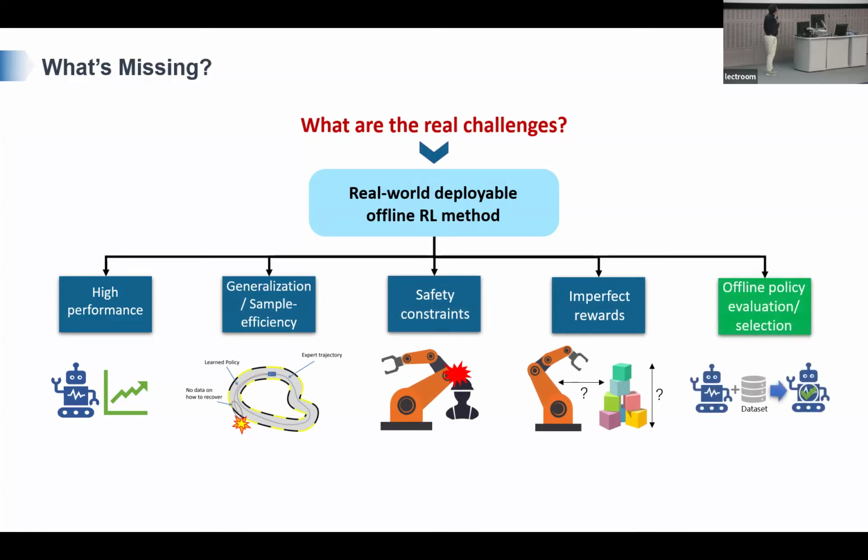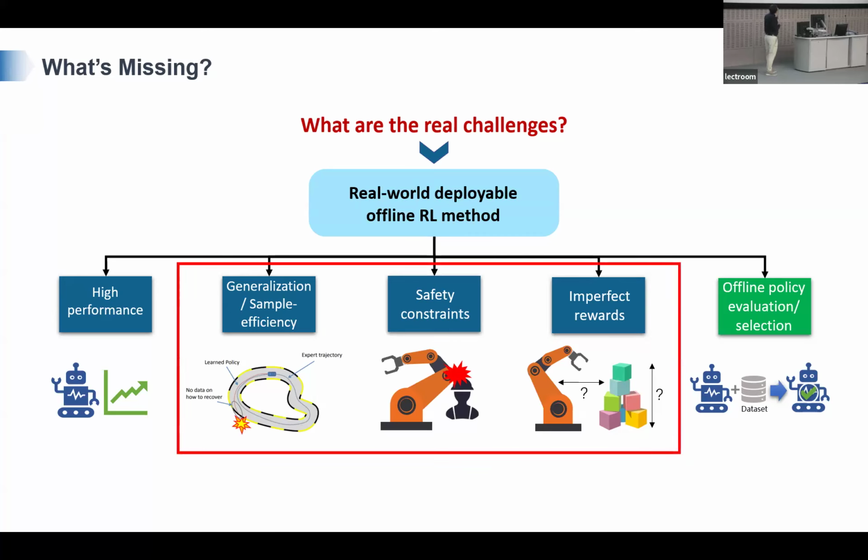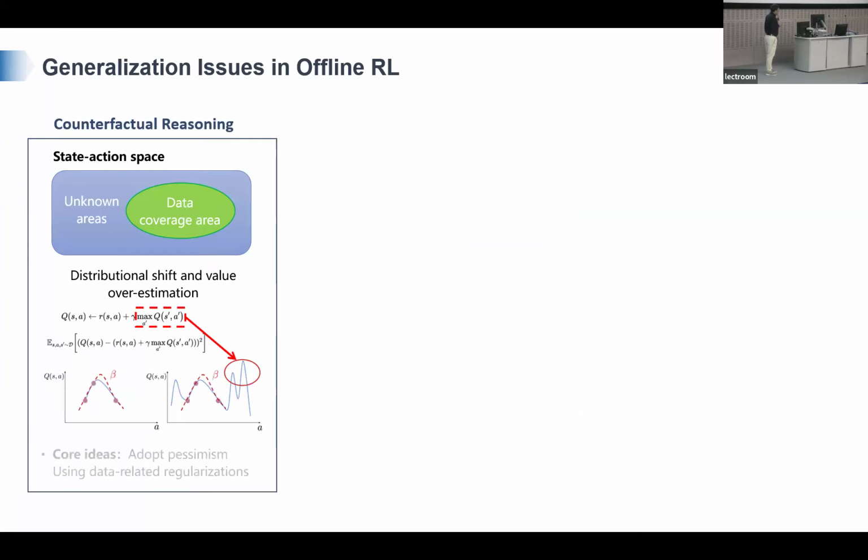Due to the time limit, I will not cover this part. I think it is actually equally as hard as developing offline RL algorithms. So I will mainly talk about these other topics. The first, and I think the most important issue when you're trying to deploy offline RL algorithms in the real world, is generalization.